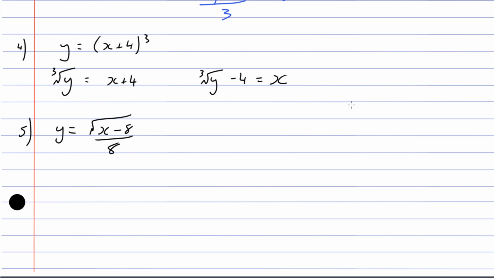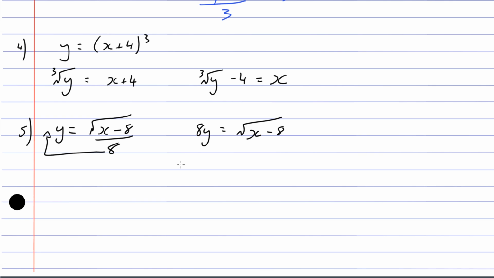Number 5, we have y equals the square root of x minus 8 over 8. Well, the right hand side is divided by 8, so slide and rise the 8. It becomes 8y is the square root of x minus 8. So we'll square both sides.